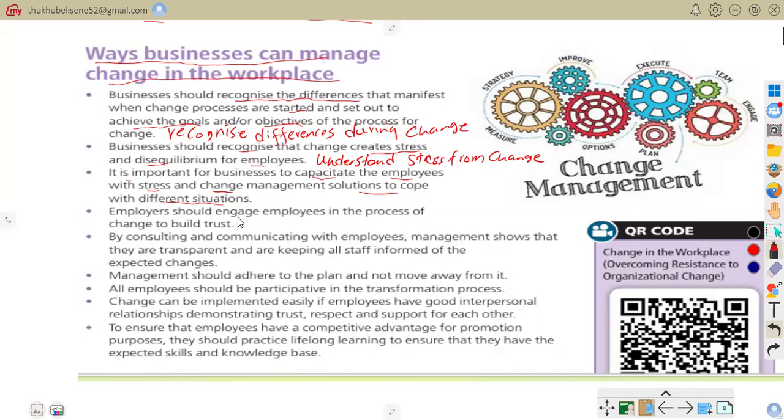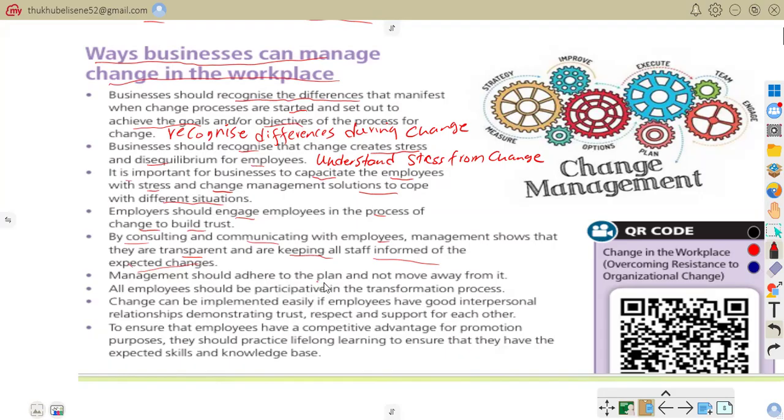Employers should engage employees in the process of change to build trust. So involve employees. That is when you're talking about participation builds trust. By consulting and communicating with employees, management shows that they are transparent and are keeping all staff informed of the expected changes. So you are to encourage participation. Here you consult and communicate with employees. Make sure that there is communication between employers and employees. They show transparency by making sure that they consult and communicate with employees.